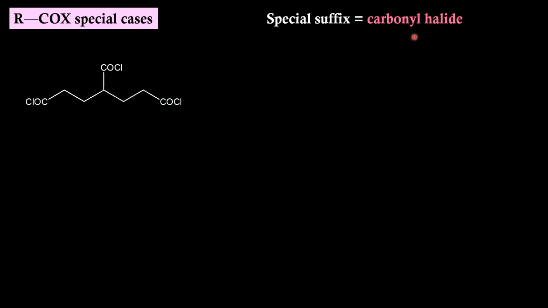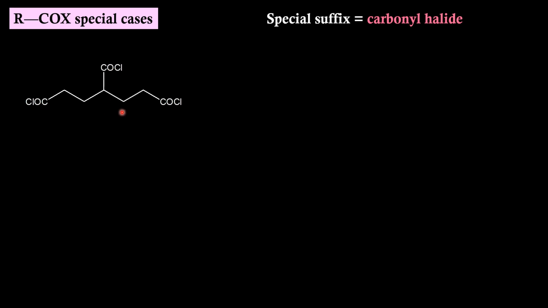This molecule consists of 3 acyl chloride groups. At the max, while considering a parent chain, we can include 2 acyl groups. In order to give equal weightage to all acyl chloride groups, we will be introducing a special suffix for COCl, that is carbonyl chloride for COCl, generally carbonyl halide. When I use the term carbonyl halide, C of the COCl is included in the name.